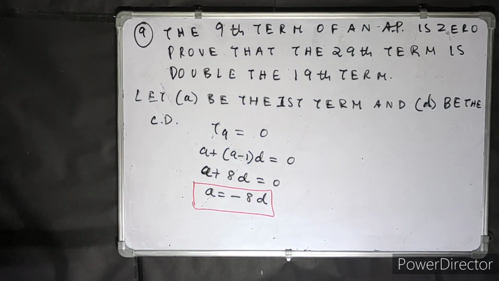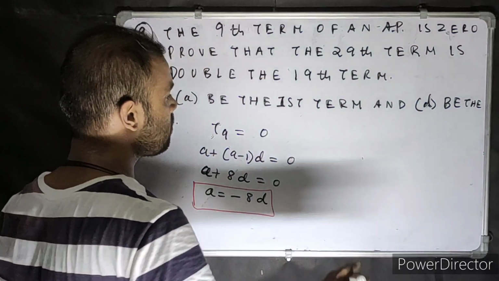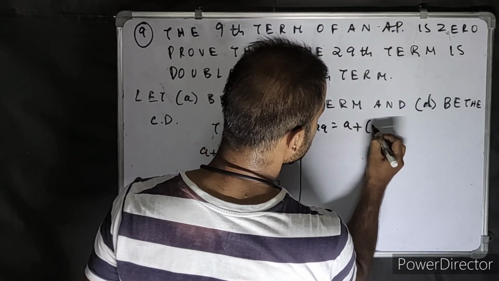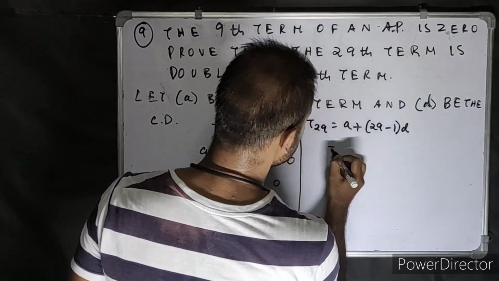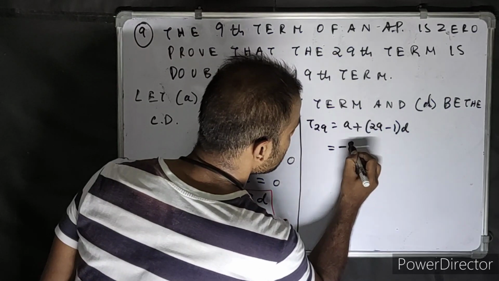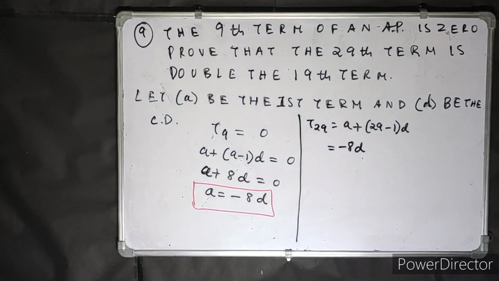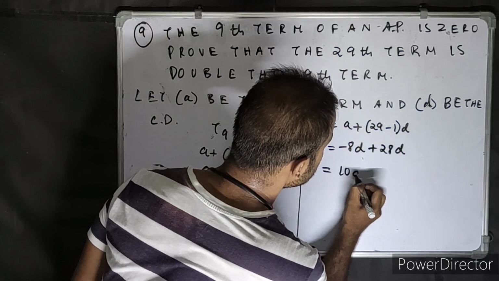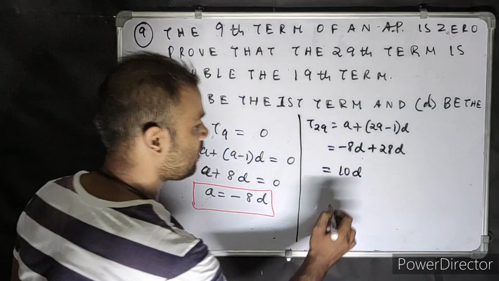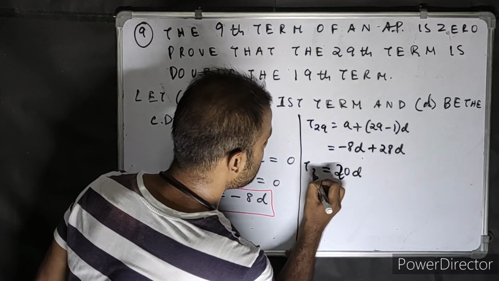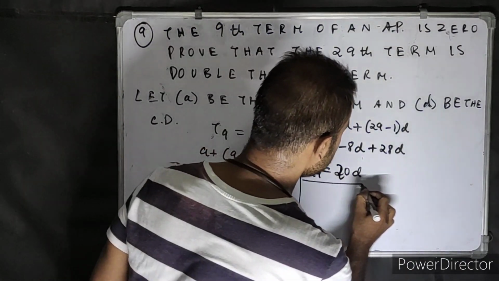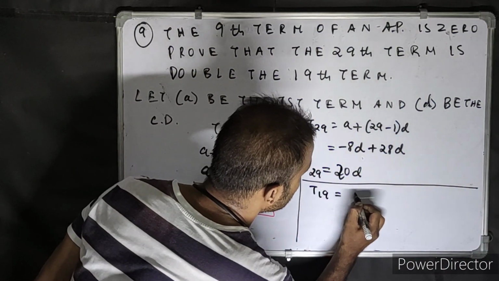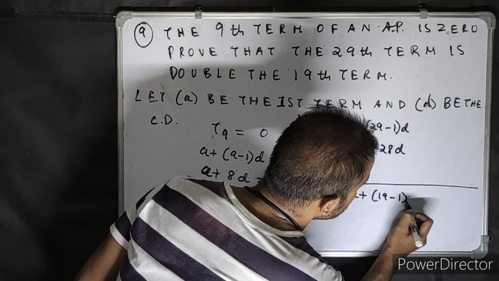Okay, moving on from here to find the 29th term. So T of 29 is A plus 29 minus 1 D. So A is minus 8D, plus 28D, that is 20D, sorry, I was writing 10D. T of 29 is 20D. Next we have to find what? T of 19. So T of 19 is equal to A plus 19 minus 1 D.